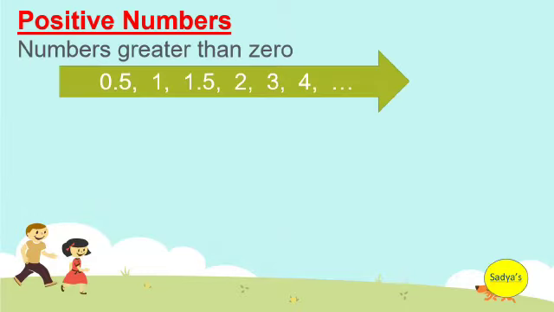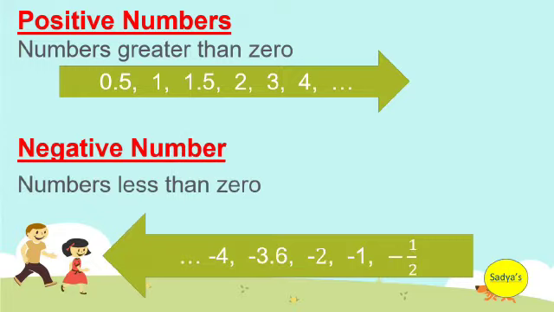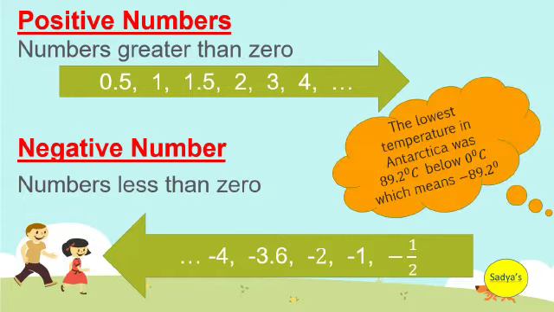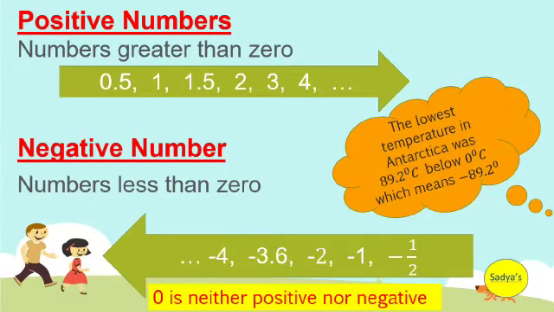So now we can define positive numbers, the numbers greater than 0. For example, 0.5, 1, 1.5, 2, 3, 4 and so on. In real world, we encounter numbers less than 0 as well. We call them negative numbers. For example, negative 4, negative 3.6, negative 2, negative 1, negative 1 by 2. Remember, the lowest temperature in Antarctica was 89.2 degrees Celsius below 0 degrees Celsius, which means negative 89.2 degrees Celsius. Note that 0 is neither positive nor negative.